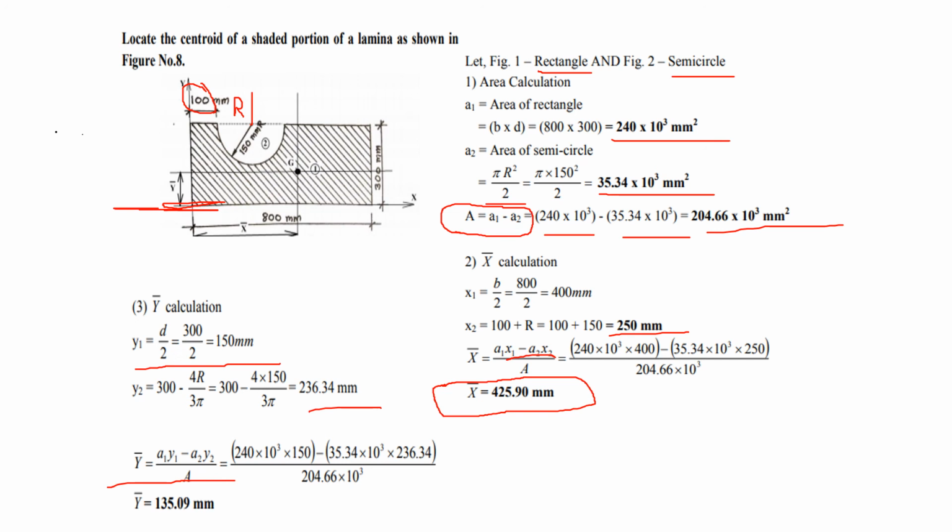Now put values in this formula, A1y1 minus A2y2 divided by A, and we got y bar is 135.09 mm.